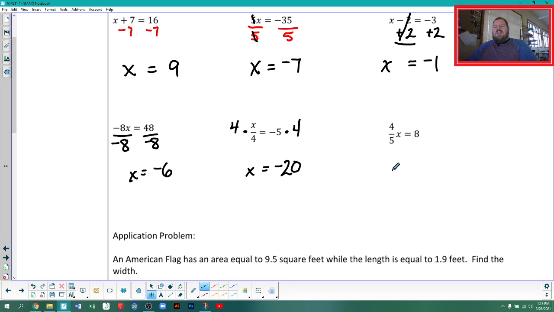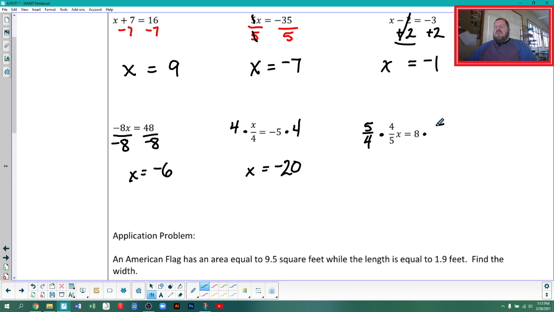Okay. Now the last one here, a little bit trickier, because that 4/5 is being multiplied by x, so I kind of want to divide by 4/5. But we never divide fractions, do we? What do we do instead? We multiply by the reciprocal. We multiply by the same fraction just flipped over. So I'm going to multiply this by not 4/5, but 5/4.